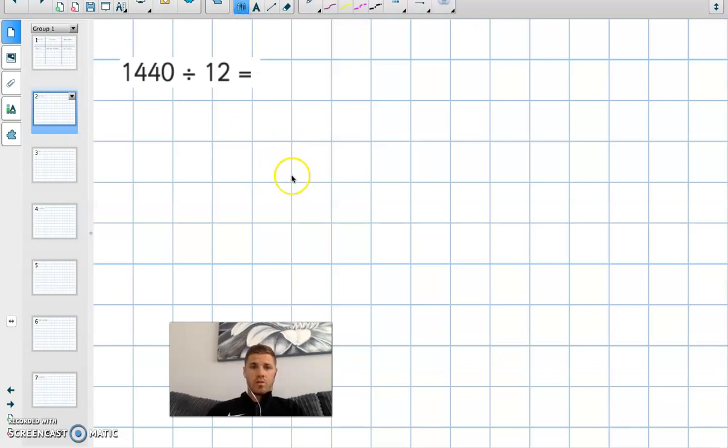So the first question, you're dividing 1440 by 12, so you need to put it into a bus stop method. So 1440 would go inside the bus stop and 12 would need to go outside. So first of all, you need to see how many 12s are in 1. There are 0. How many 12s are in 14?